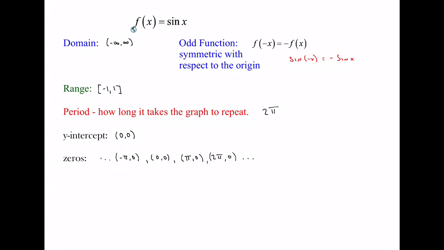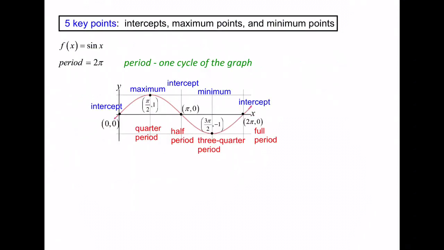And so that covers the different things that we notice about the parent function f of x equals sine of x. Now, there are 5 key points as we graph the sine function. We have the period as 2 pi. That's one cycle of the graph. It's broken into fourths. So you got 1/4. Here's the half. 3/4. And then a full period, which would be 1. So you also have the beginning point, which is 0. So that's where you get those 5 key points.